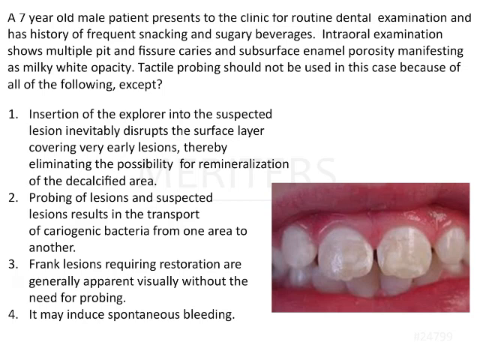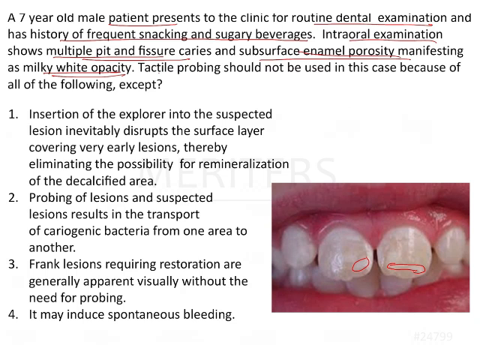A 7-year-old male patient presents to the clinic for routine dental examination. He has a history of frequent snacking and sugary beverages. Intraoral examination shows multiple pit and fissure caries and subsurface enamel porosity, which manifest as milky white opacity. Now this is visible in the given image. You can see multiple white opacities are present on the tooth.